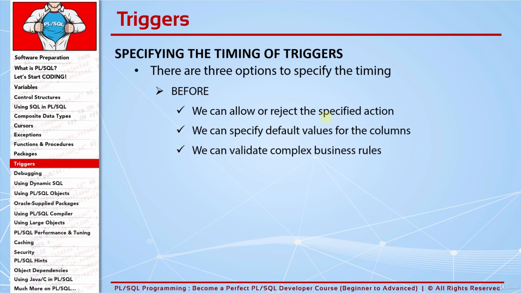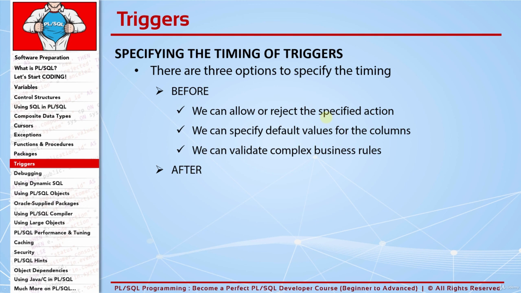We can validate complex business rules. You can have your own business rules in your company. For example, you may say allow this insert only if these calculations are true, or for many reasons like that. So mainly, you can use the before option when you need to do some last things just before the specified DML operation is done. But notice that the change has not been done yet.